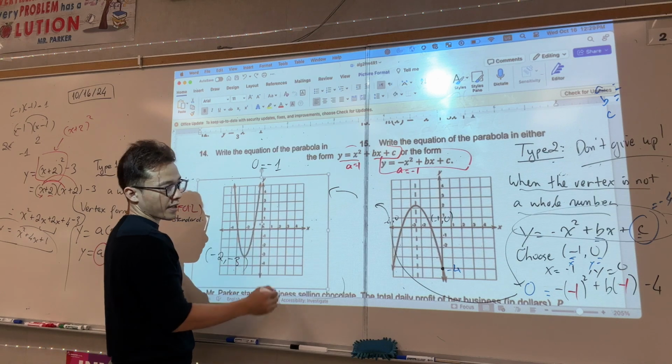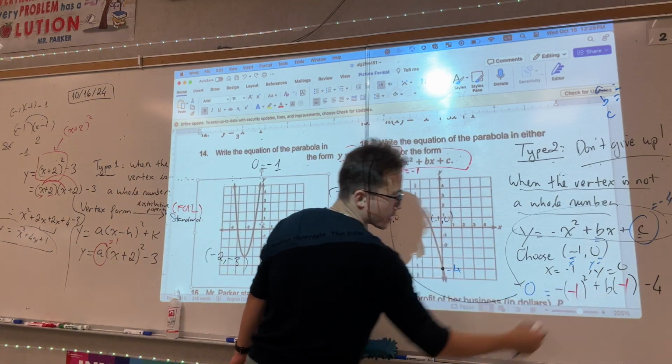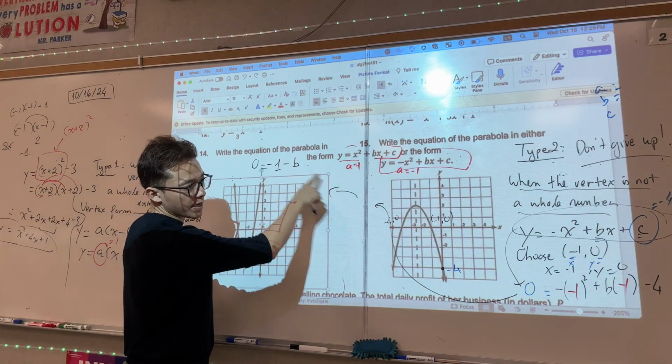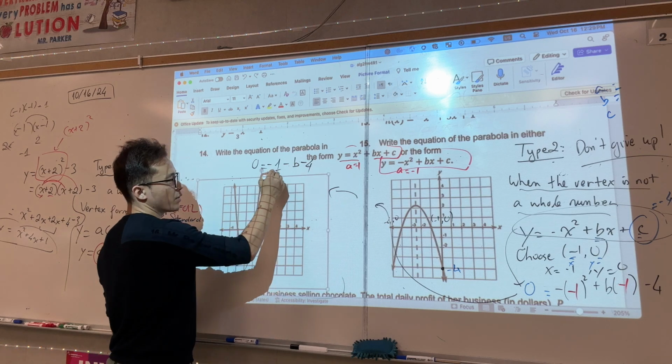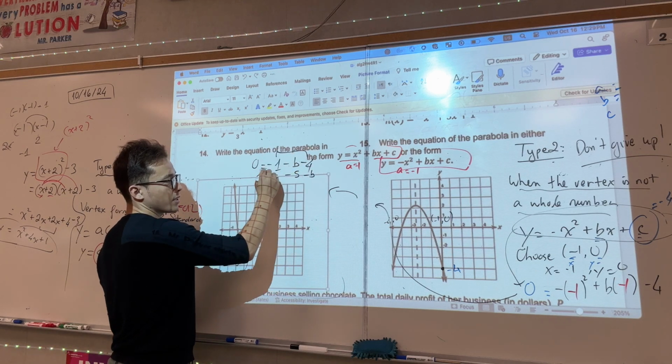Copy it down, okay? Don't forget this one. And then minus b. B times -1 is minus b. -4. Okay? Can you solve for b then? -1 minus 4 is -5 minus b. What is b?